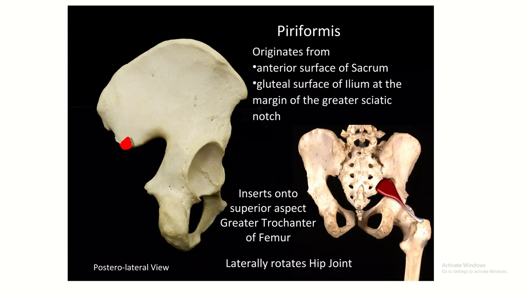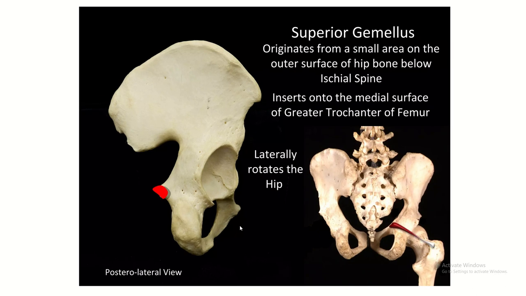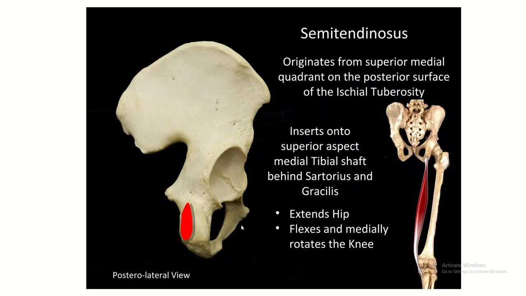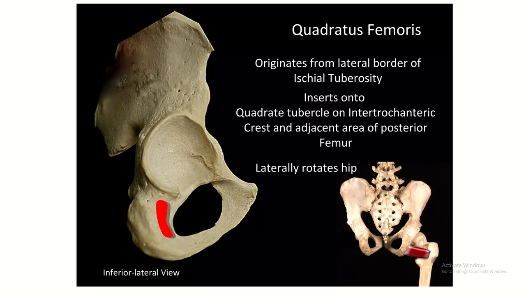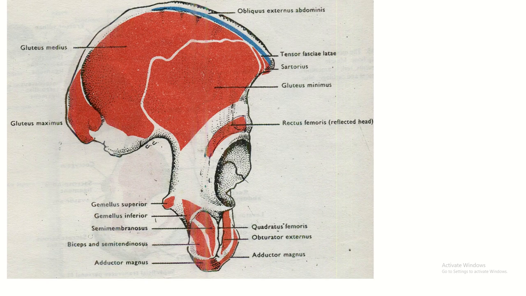This is the piriformis muscle, and this is the insertion. Gemellus superior, semitendinosus, adductor magnus. So this is the ischial tuberosity. It is divided into two parts, the upper part and lower part. The upper part is again divided by an oblique line. The lateral part is the attachment of the semimembranosus, and the medial part is attached to the long head of the biceps and semitendinosus.